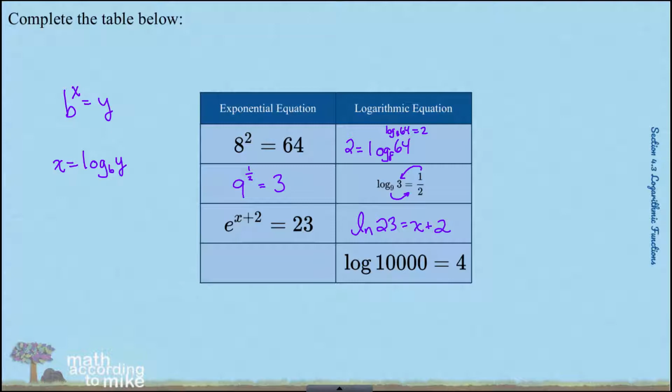So going from left to right here is a good idea because if the directions were to say solve for x, we now could solve for x by subtracting 2.